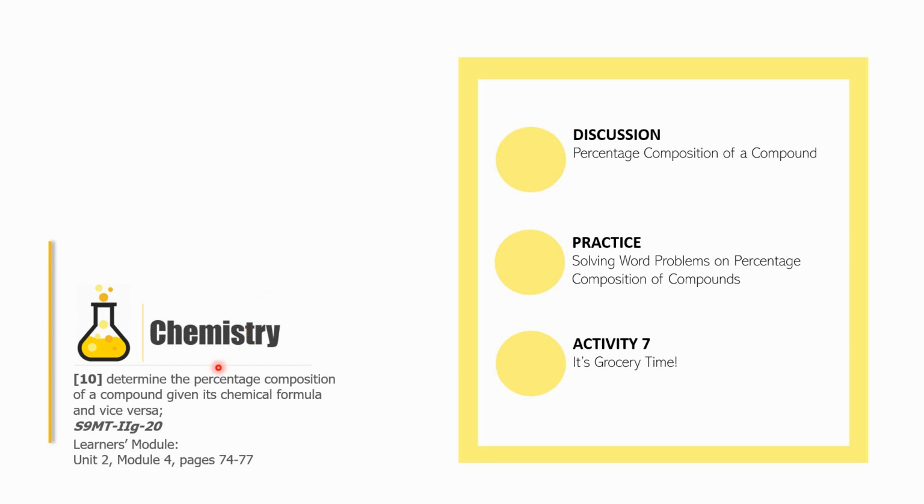We are already working on the 10th learning competency, which is on determining the percentage composition of a compound given its chemical formula, and then vice versa. So we are going to have this learning competency. That means this is the expectation: by the end of this 2-video-long part of the series, you should be able to do the following. If you want to follow through with some sort of learning or reading material, you can open your learner's module to Unit 2, Module 4, pages 74 to 77.